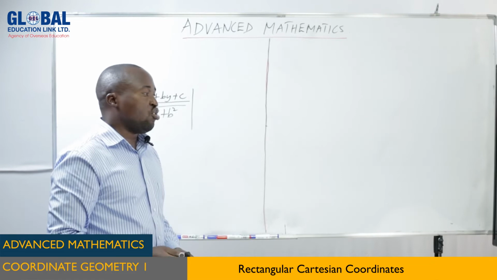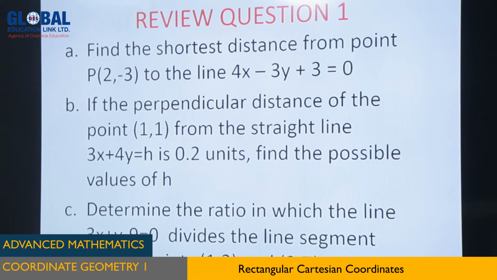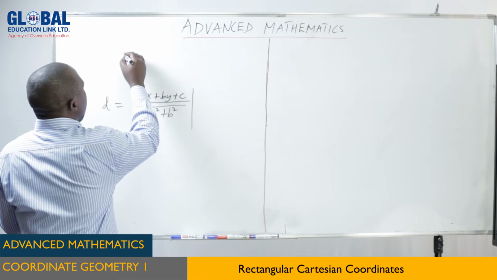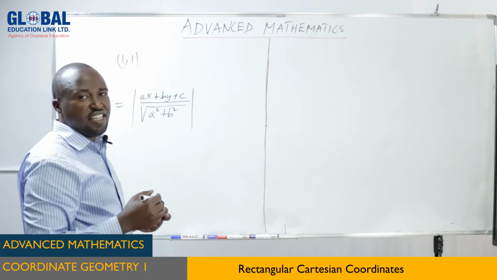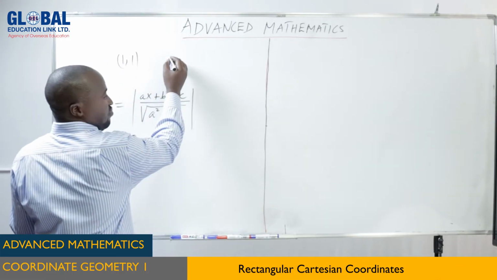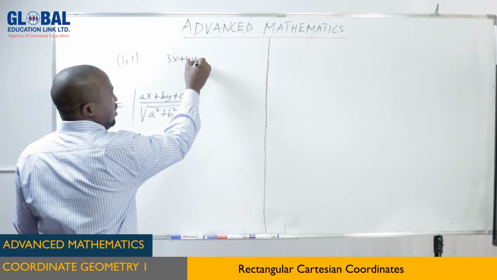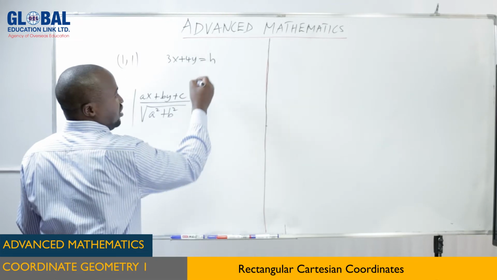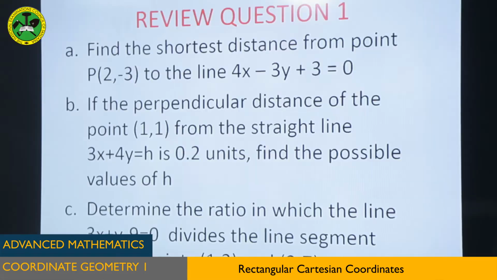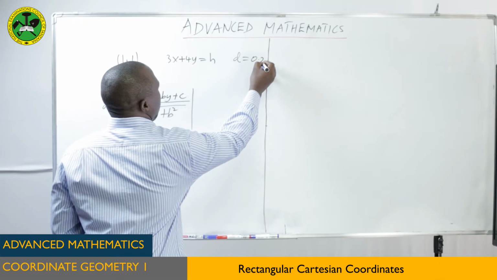we have been given the coordinate. So the coordinate here is (1, 1). That is our coordinate. But again, we have the equation. So the equation, that is, we have 3x plus 4y is equal to h. But again, we have the perpendicular distance, that is, the distance is 0.2. So here D is equal to 0.2.